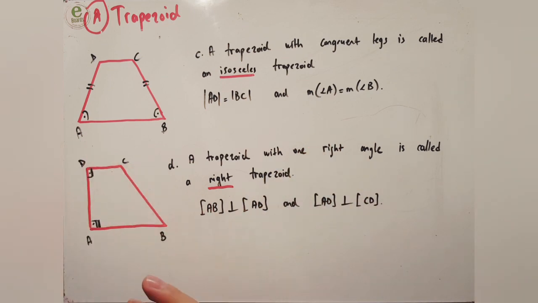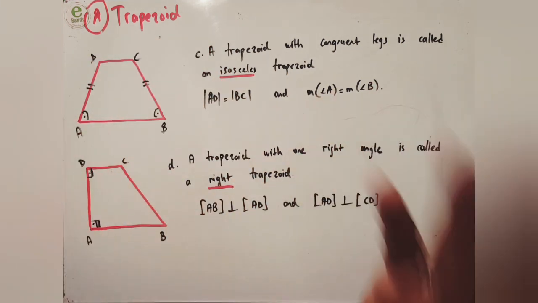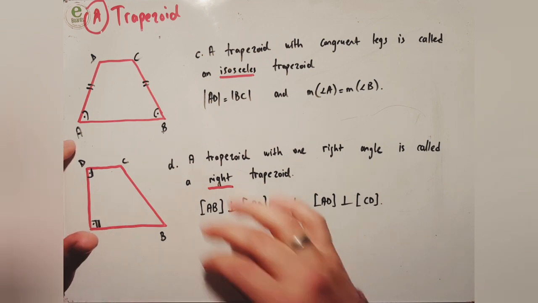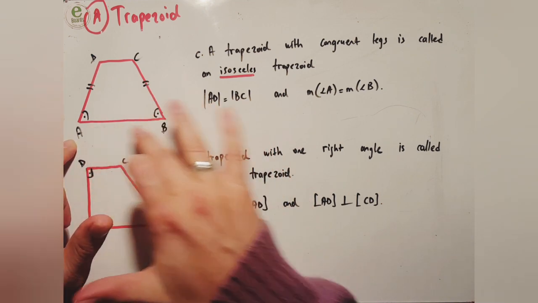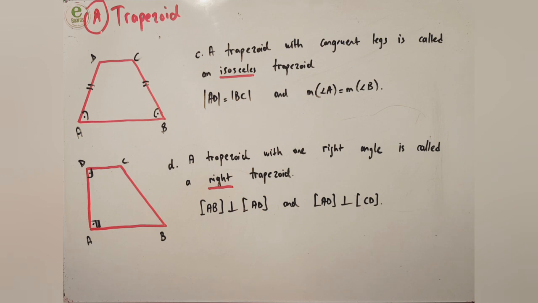In this section you are going to see different types of trapezoid. Look at the first. A trapezoid with congruent legs is called an isosceles trapezoid. In this case, we say AD is equal to BC and the measure of angle A is equal to the measure of angle B.